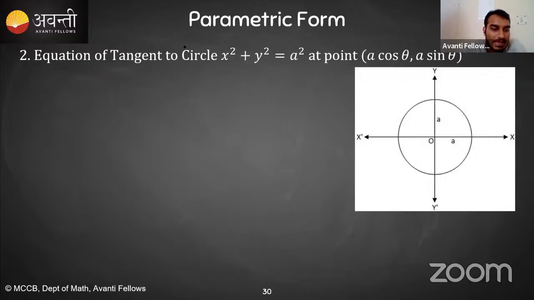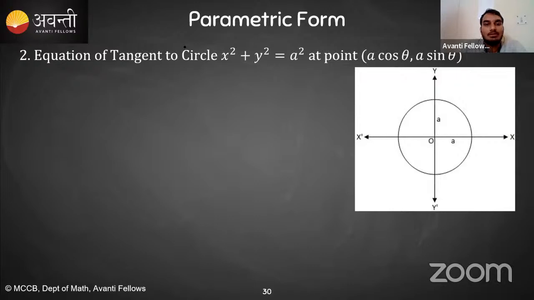So what is x1 here? A cos theta, right? So x into a cos theta plus y into y1, which is a sin theta, is equal to a square. कितना आ गया यहाँ से? x cos theta plus y sin theta is equal to a. So write the equation of tangent like this: x into cos theta plus y into sin theta minus a. Is that clear? So this is the equation of tangent.